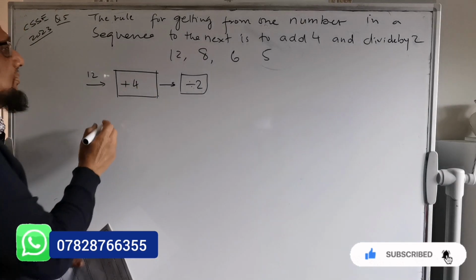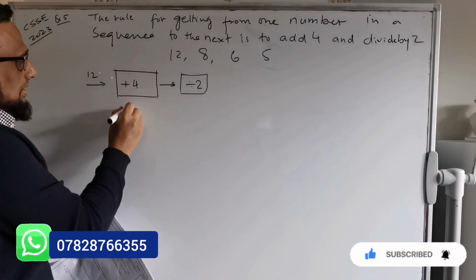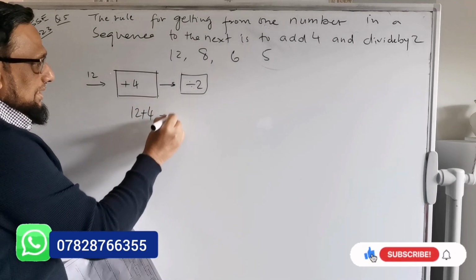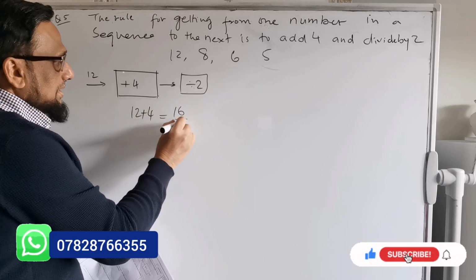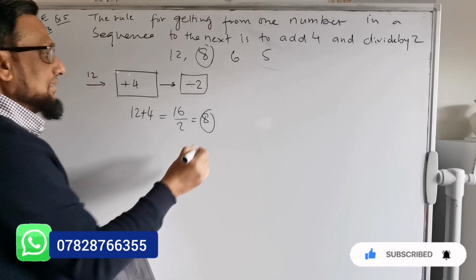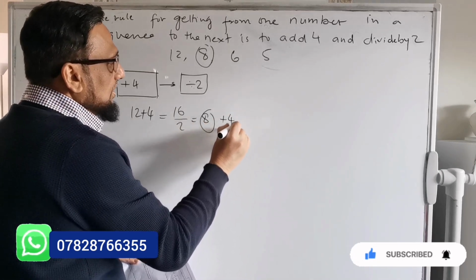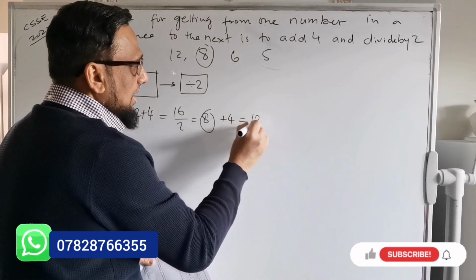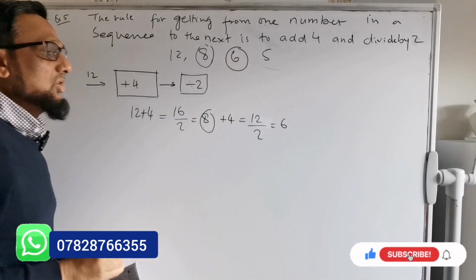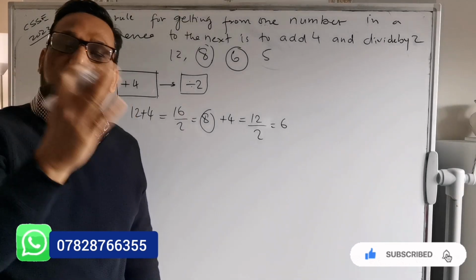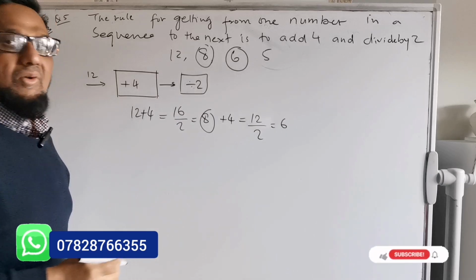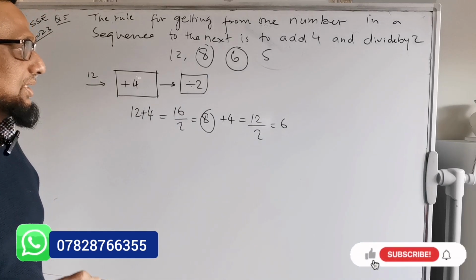If you add 4 to 12, it's 16, and 16 divided by 2 is 8. So the next number will be 8. In exactly the same way, 8 plus 4 is 12, and 12 divided by 2 equals 6, the next number. So the rule is: add 4 to the number and then divide by 2 to get the next number of the sequence.